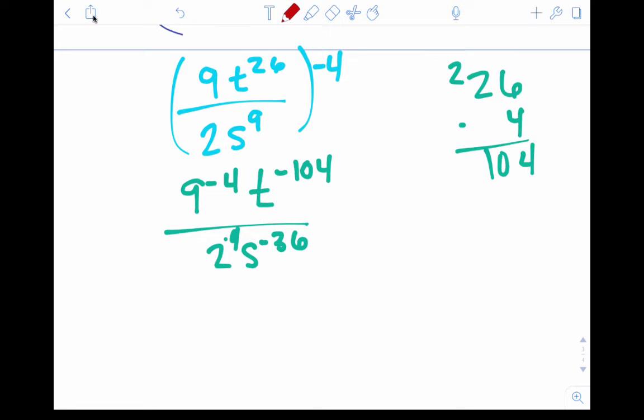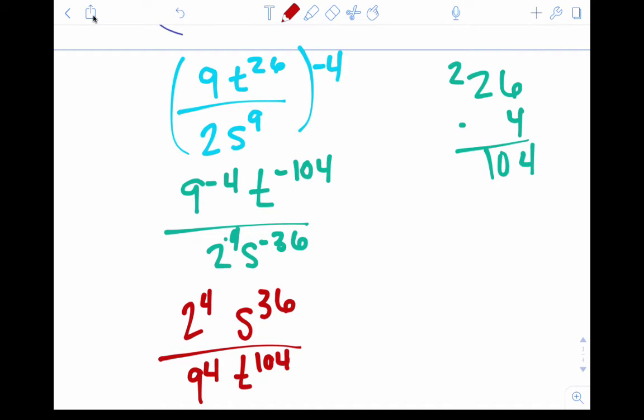So now I have, my numbers need to switch around, and then my variables also need to switch around. Once that happens, my exponents all become positive. So what happened here is I had 9 to the negative fourth. Well, that's a negative exponent, so it's going to move down. And then t to the negative 104, that's a negative exponent, so it's going to move down. And then 2 to the negative fourth is going to move up because it's a negative exponent, and same with s to the negative 36.